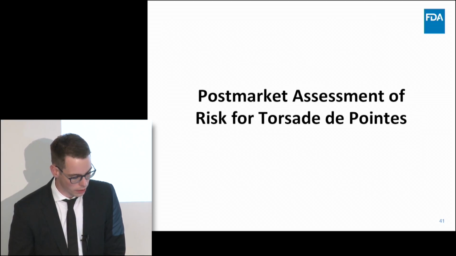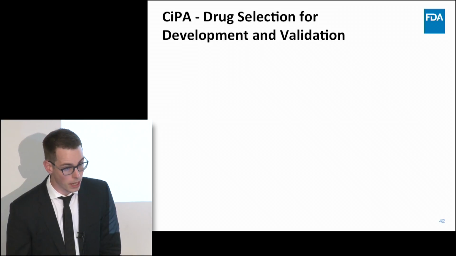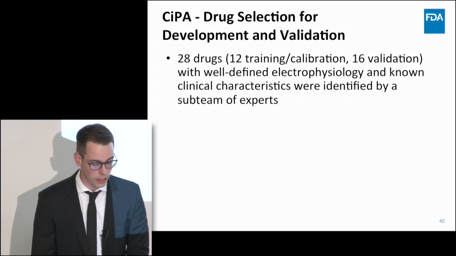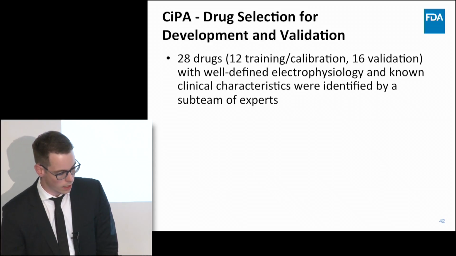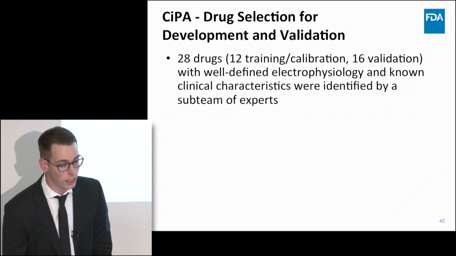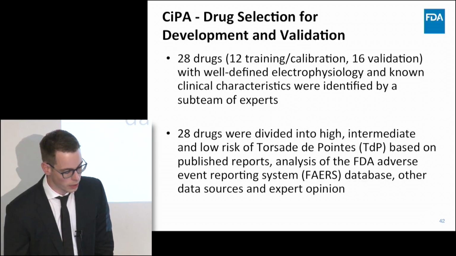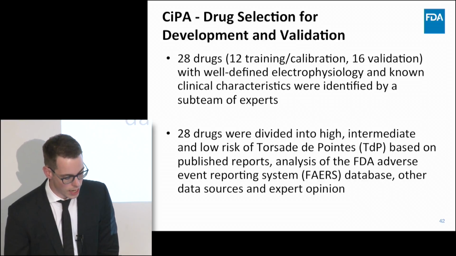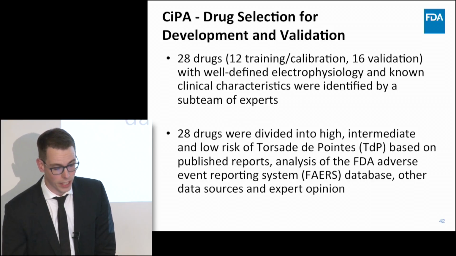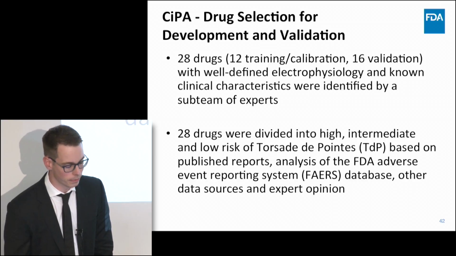And then I want to move on to the post-market risk assessment for Torsades. And as said by my colleagues, there were 28 drugs in CiPA, 12 used for training and calibration, and 16 for validation. And those were picked because of well-defined electrophysiology and known clinical characteristics, and were identified by a sub-team of experts. So these 28 drugs, as heard before, were then divided into high, intermediate, and low risk for Torsades based on published reports, analysis of the FDA Adverse Event Reporting System, or FAERS, other data sources, and expert opinion.